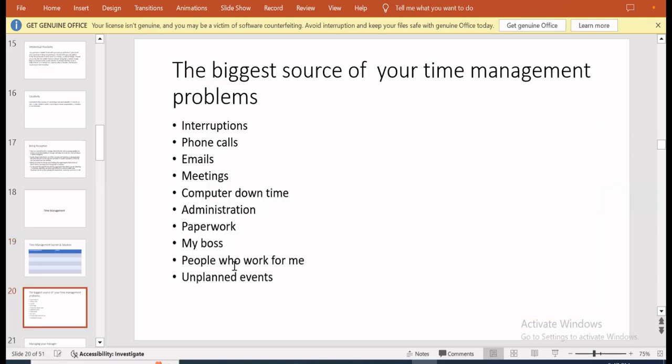So I'm mentioning few issues, the biggest source of your time management problems. So these are the things that are important if you remember. Interruption, phone calls, emails, meetings, computer downtime, administration, paperwork. If you cannot manage all these things, you are wasting your time.